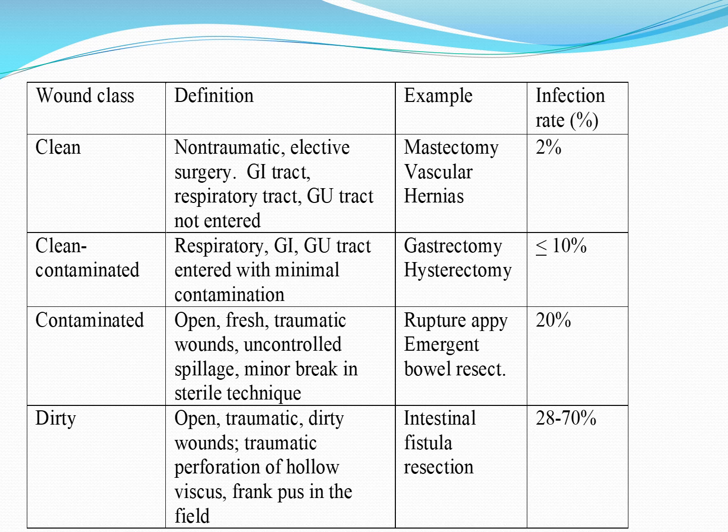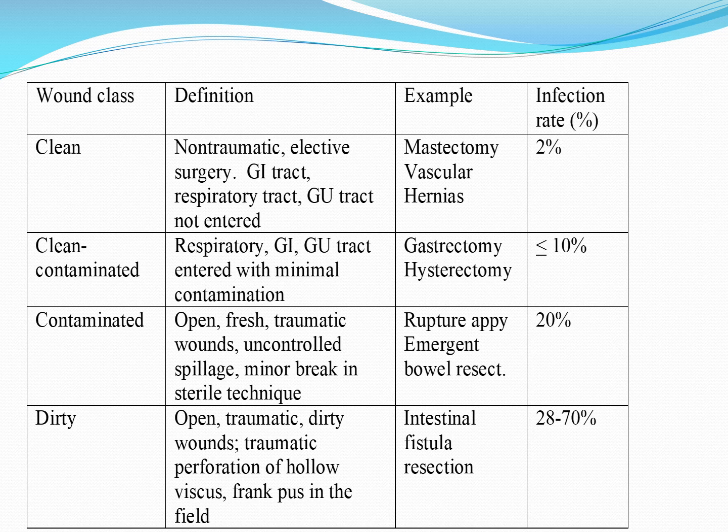In the clean types, which is non-traumatic elective surgery, where the GIT tract, respiratory tract, and urinary tract are not entered, the infection rate is 2%. Examples of this are mastectomy, vascular surgery, hernias, thyroidectomy, and other forms of surgeries in which there is no opening of the GI or the genitourinary tract or the respiratory tract.